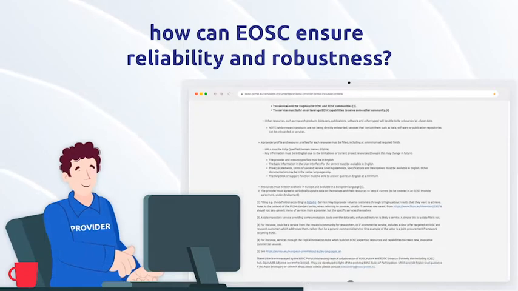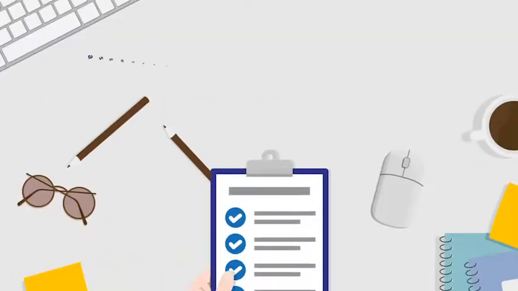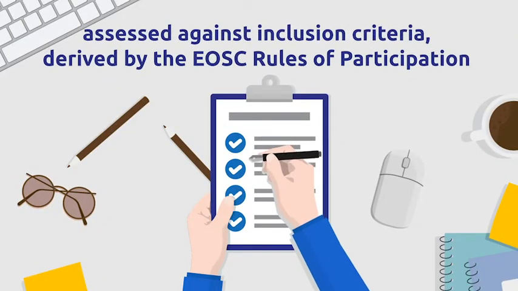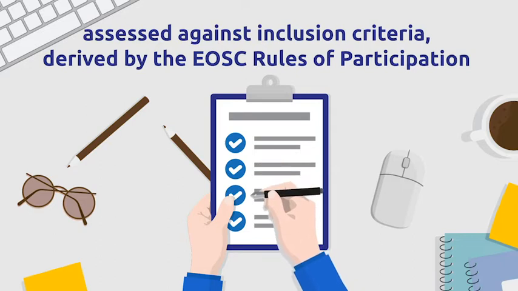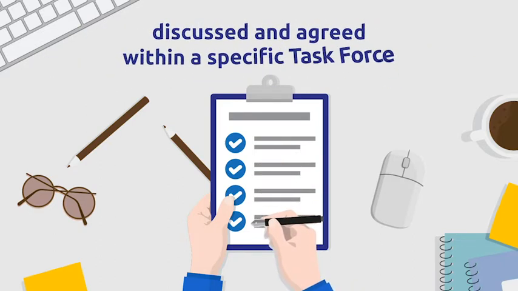During the onboarding process, resources are assessed against inclusion criteria derived from the EOSC rules of participation. The evolution of the ROPs is discussed and agreed within a specific task force set up by the EOSC Association, where the main stakeholders, including research communities, are represented.